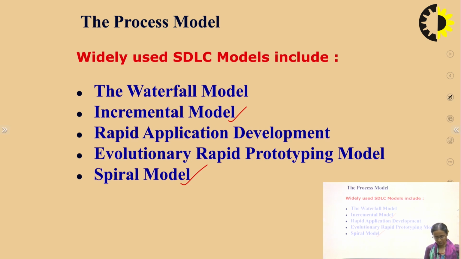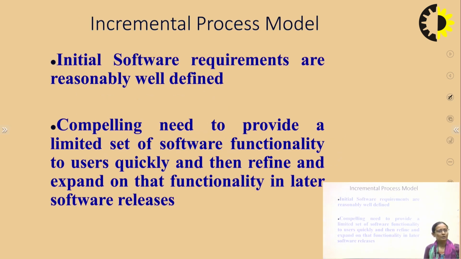So what is the incremental process model? Initial software requirements need to be well defined, that is, whatever the user wants from your software needs to be defined in the very beginning. There is a compelling need to provide a limited set of software functionality to users quickly, and then refine and expand on that functionality in later software releases.